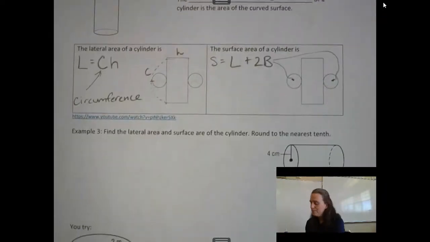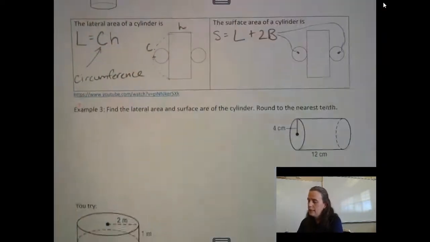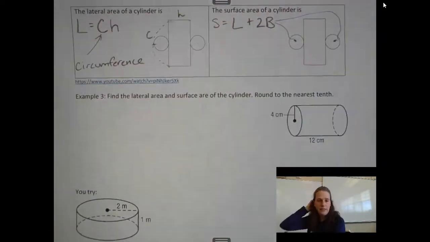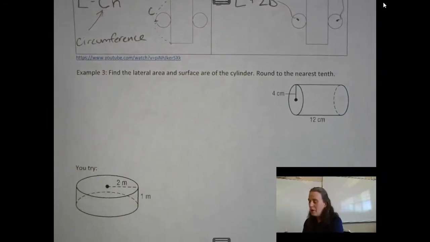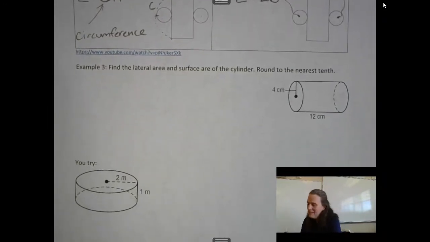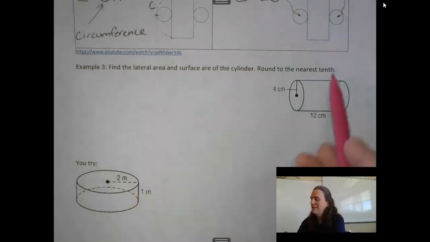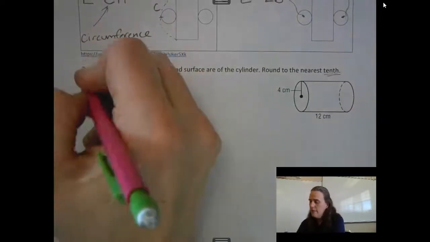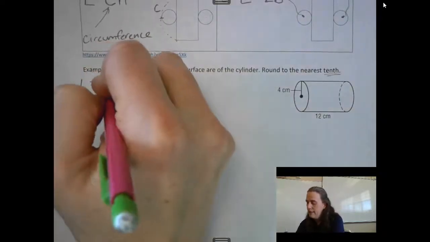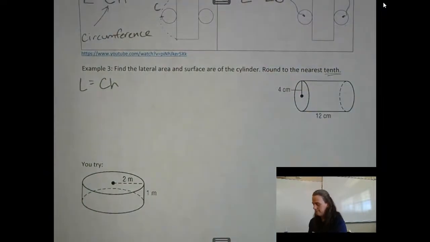Let's try this out. I did put a link to some videos here if you need more examples or just want to hear someone else talk about it. Sometimes that helps. Find the lateral area and surface area of the cylinder, round to the nearest tenth. We're going to be using pi, so we will be rounding. All right, lateral area, circumference times height.